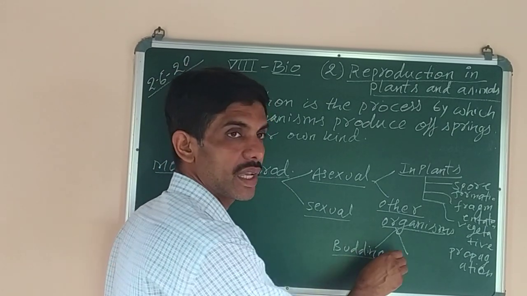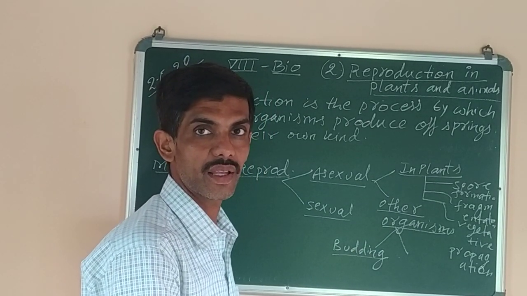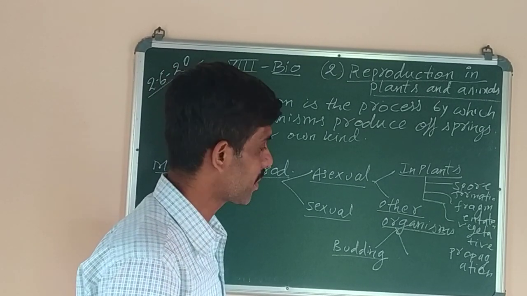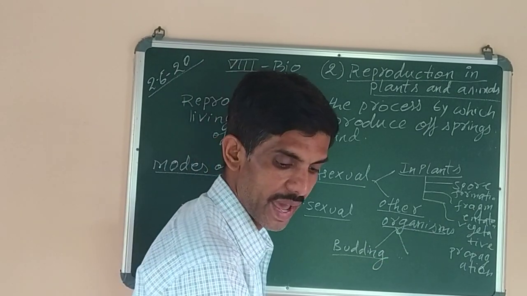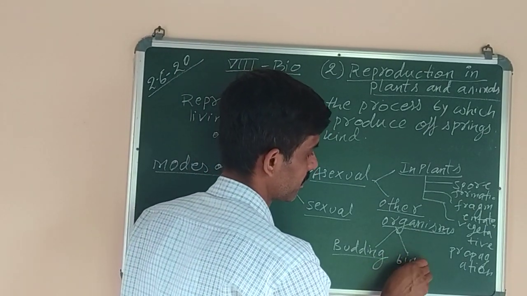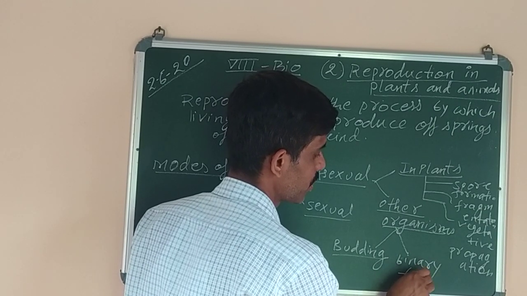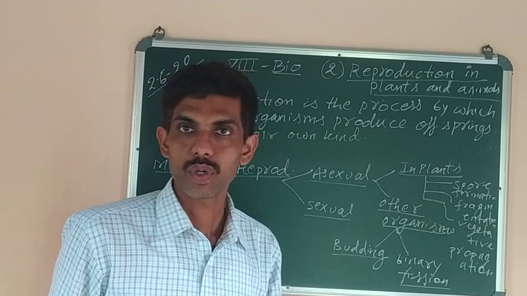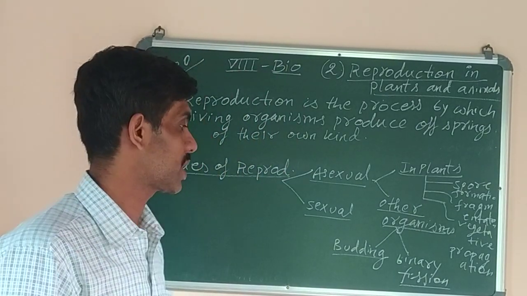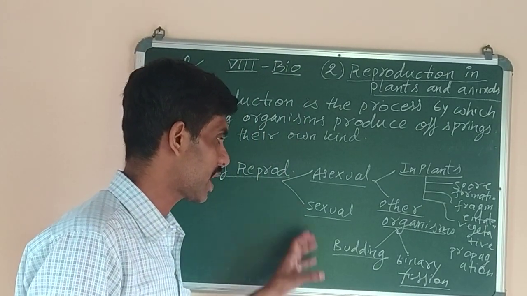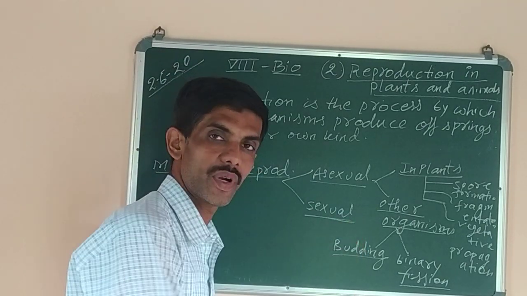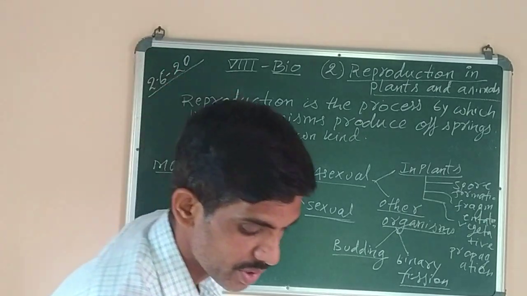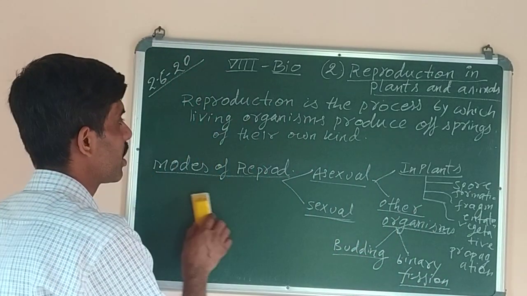The second one is fission, like binary fission, multiple fission. Apart from that, some other methods are also there. So we can mark binary fission only one. Binary means two, fission means splitting. So one organism is split into two daughter cells by the process of binary fission. We will study each one of them. The second one is called sexual reproduction, in which two parents are involved, male and female, to produce the gametes that results in the combination of gametes.